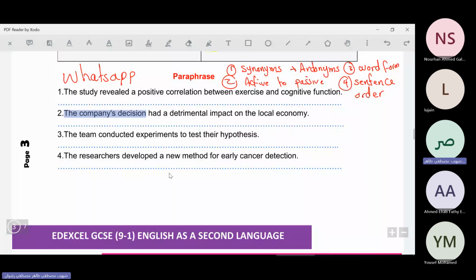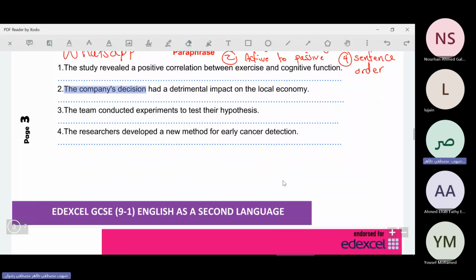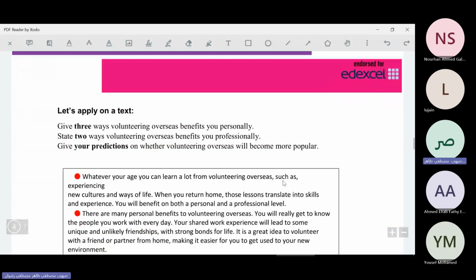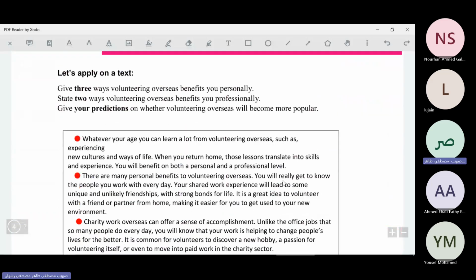All right. So I'll give you more and more practices about the paraphrase methods and strategies so that you will be familiar with how to reword and rephrase the whole text. Let's answer this task together. Let's apply it on this text.